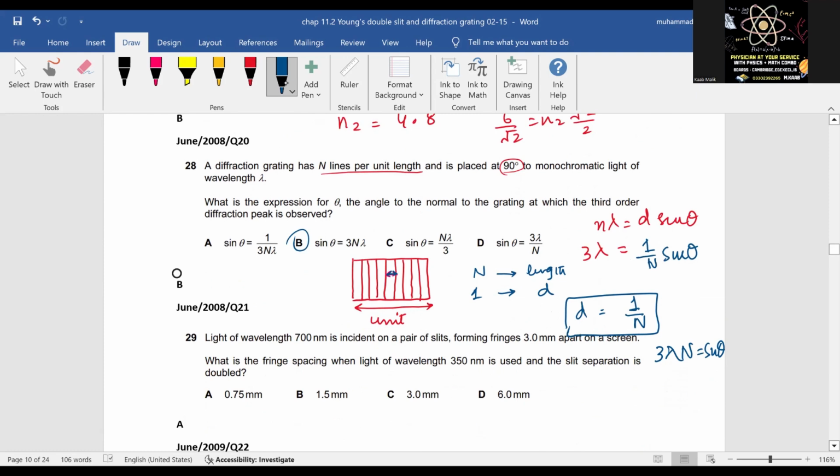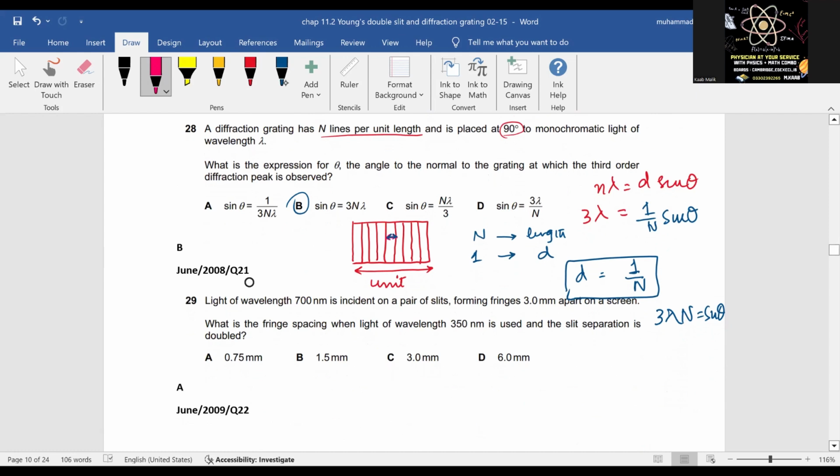Just keep in mind, if you have difficulty understanding this concept, that d is equal to 1 over capital D, where capital D is the total number of lines, or 1 over n, you can also say that. Clear? Okay, fine. So this is how you can understand this concept.